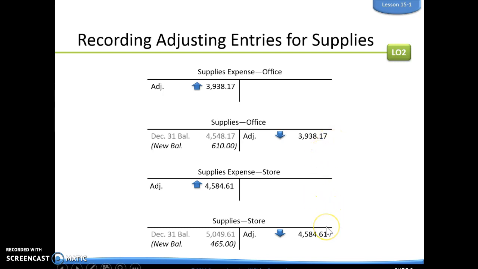Okay, we're also looking at supplies store. Same thing. Here's what the balance is. Here's what the balance should be. We're going to find the difference between those two. We know that supplies store then needs to decrease by $4,584.61. So therefore, we're going to debit supplies expense store, and we're going to credit supplies store.